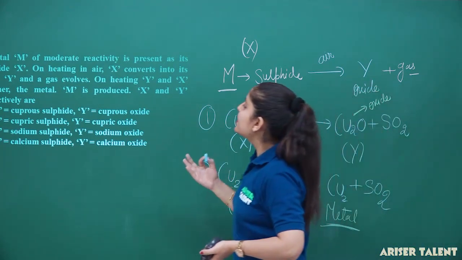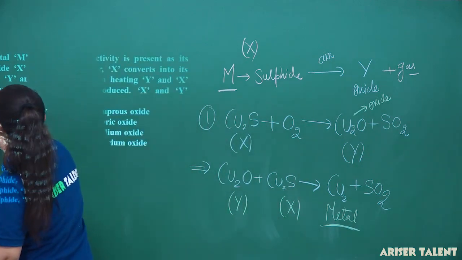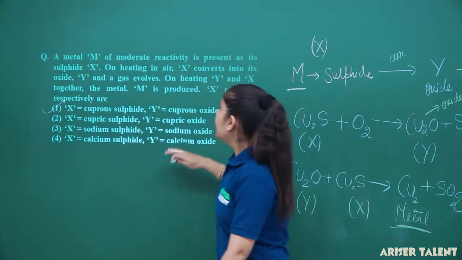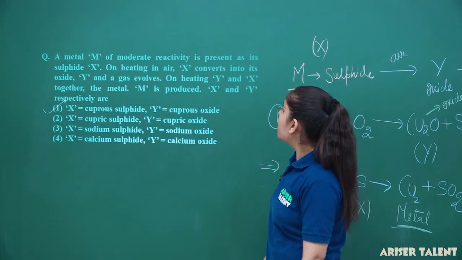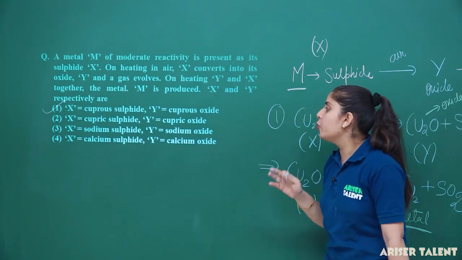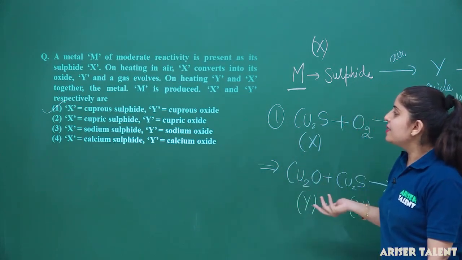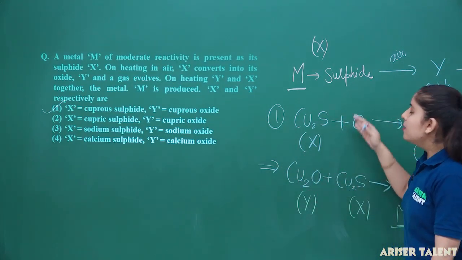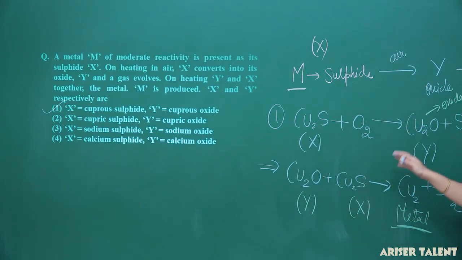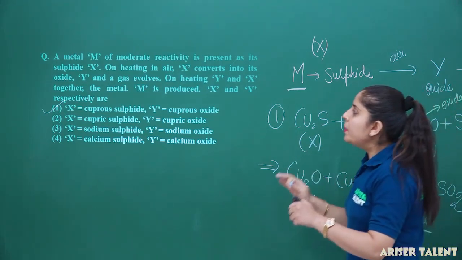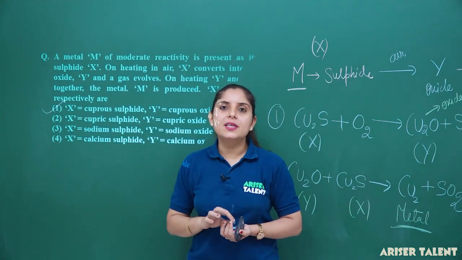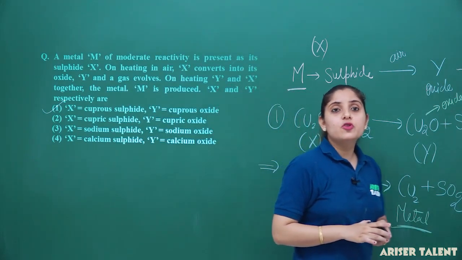So the compounds X and Y will be cuprous sulfide and cuprous oxide. It will not be cupric sulfide and cupric oxide, because the valencies will change in this case. Sodium sulfide, sodium oxide, this is again not an option, as we are not given a satisfying solution with copper. So the correct answer will be cuprous sulfide and cuprous oxide. So let's copy this solution from here.